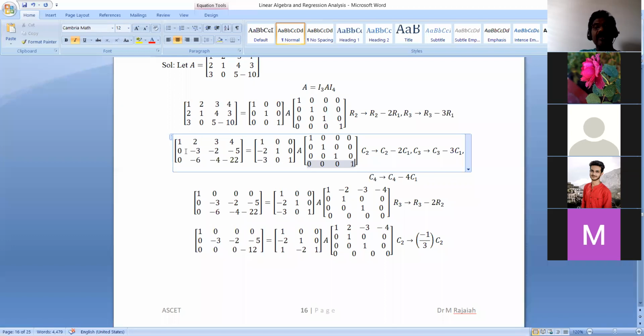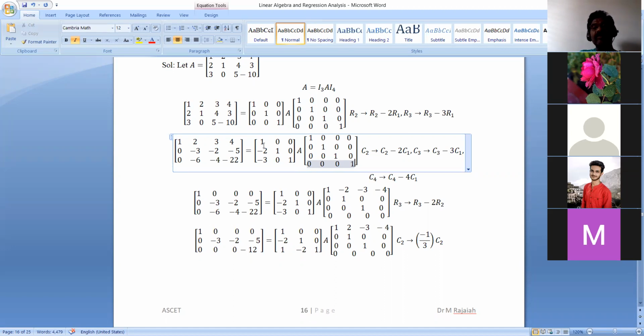Then 0, 1 minus 2 into 2, minus 3. 2 into 2 is 4. 1 minus 4 is minus 3. 4 minus 3 into 2 is 6. 4 minus 6 is minus 2. 3 minus 2 into 4, that is minus 5. Next, in the same way, and this is 1, 0, 0.